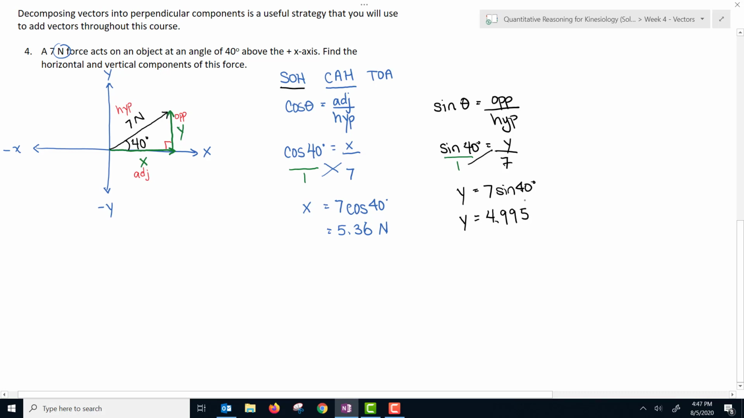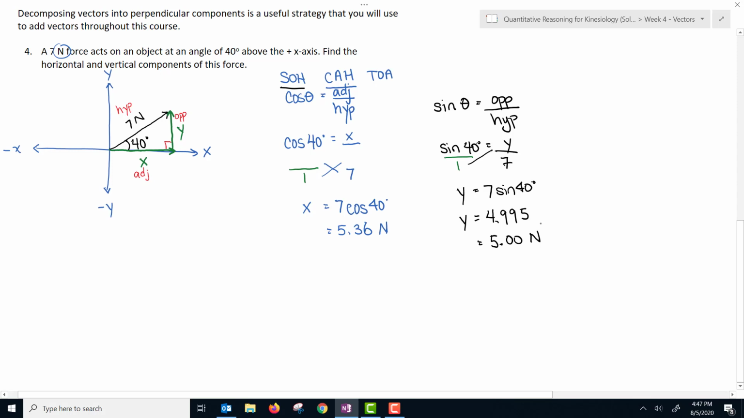I'll just write that out so you can see it all. But let's say I want to round it to the nearest hundredth. I would round it, the 5 would round this 9 up, making it 5.00. So this 9 gets rounded up to a 10, and this 9 gets rounded up, so that just makes the whole thing 5.00. Again, the units are newtons.